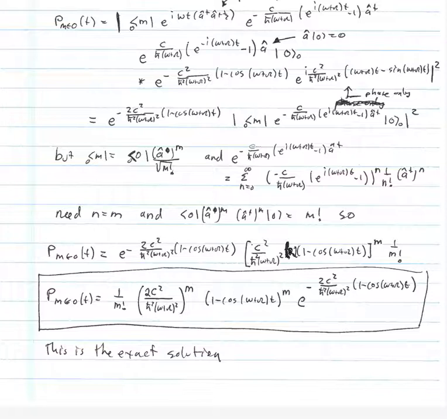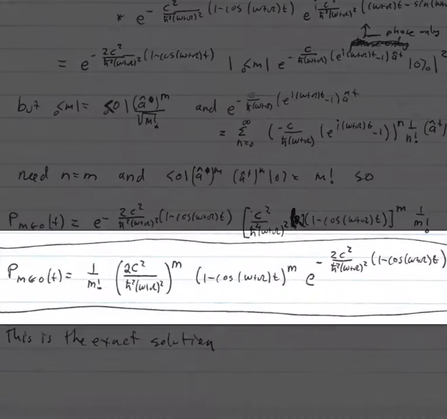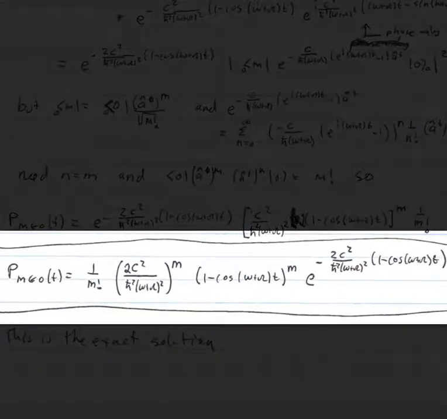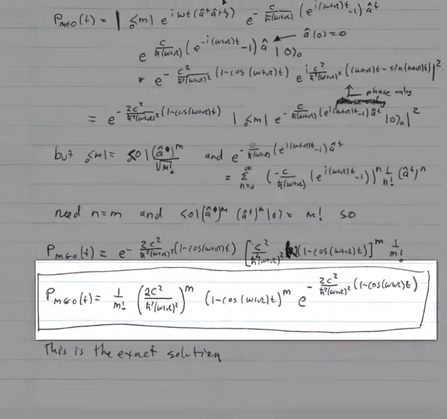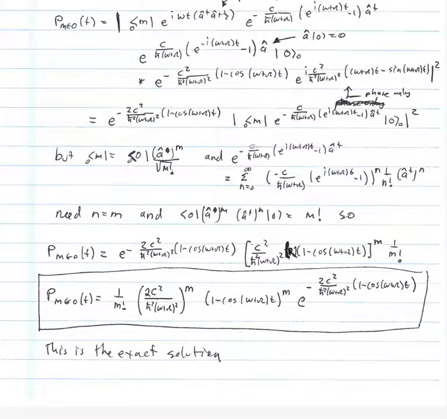And now we have to just collect coefficients and collect terms. What we get is this probability is going to be 1 over m factorial, times 2c squared over h bar squared (little omega plus big omega) squared, raised to the mth power, times 1 minus cosine of (little omega plus big omega) t raised to the mth power, and then we have this exponential factor e to the minus 2c squared over h bar squared (little omega plus big omega) squared, times 1 minus cosine of (little omega plus big omega) times t. This is exact. And it actually wasn't all that hard to calculate. The hard work was working out that exact time-ordered product expression from the previous lecture.